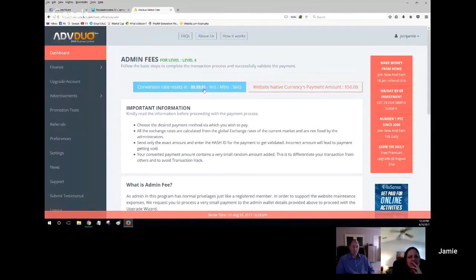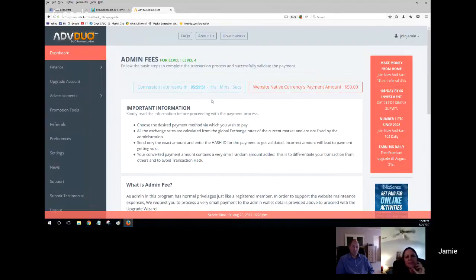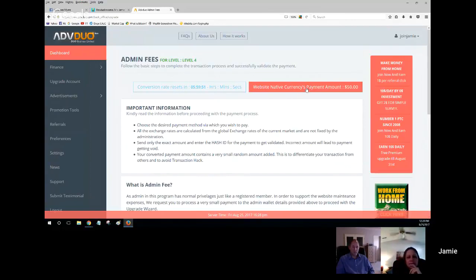See how now it's 6 hours there? What it does is it locks in your Bitcoin amount for the 6 hours to allow for the transaction, because Bitcoin fluctuates. Now, for level 4, there's a $50 admin fee. That might seem high, but that's how the company makes their money. And what it does is it opens up $625, $450 payments. So $50 is nothing, right?